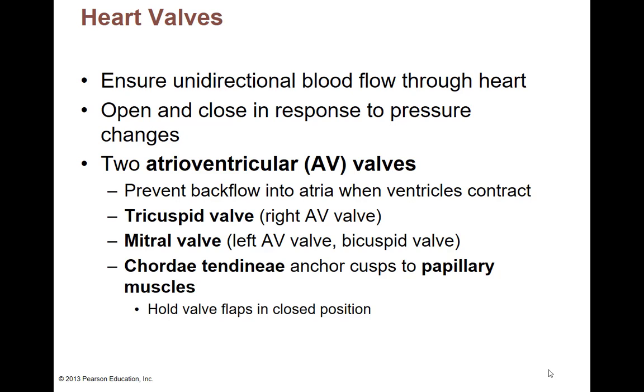Now, we've already seen these in lab. You have two AV valves, left side and right side. And yes, they have alternate names, tricuspid for the right side, and the left side is called the mitral valve or the bicuspid. Don't care which one you want to call it, as long as you recognize the different names, because I don't remember which one I called it on a lecture exam. But they prevent backflow into the atria.